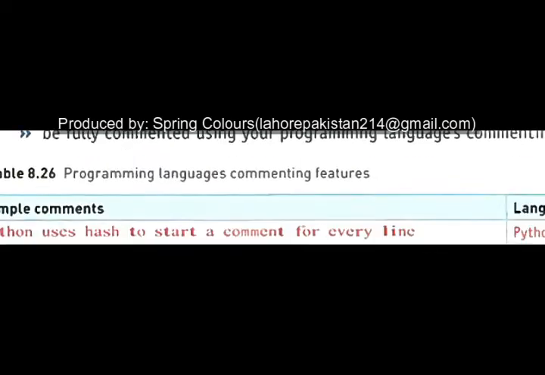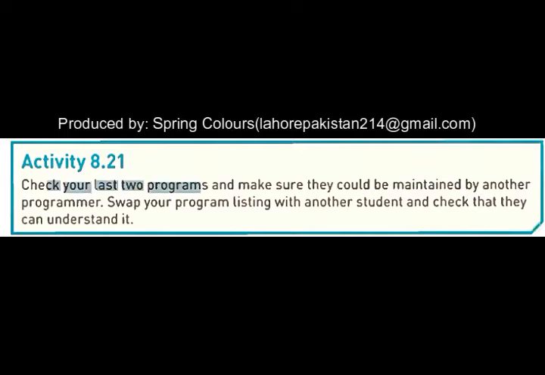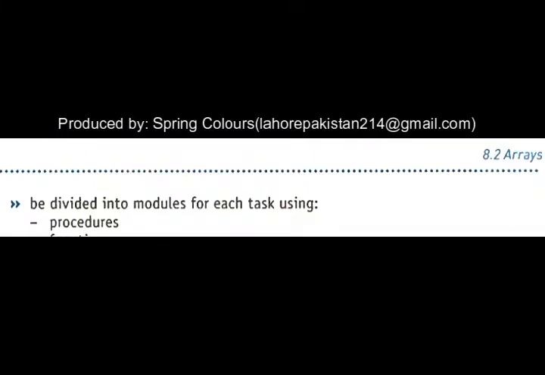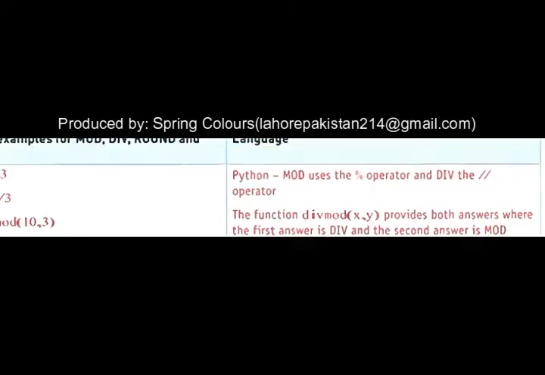Now, in activity 8.21, you have been asked to check your last two programs and make sure they can be maintained by another programmer. Swap your program listing with another student and check if they can understand it. They mean to say that you should not use a or b, but instead use meaningful names.